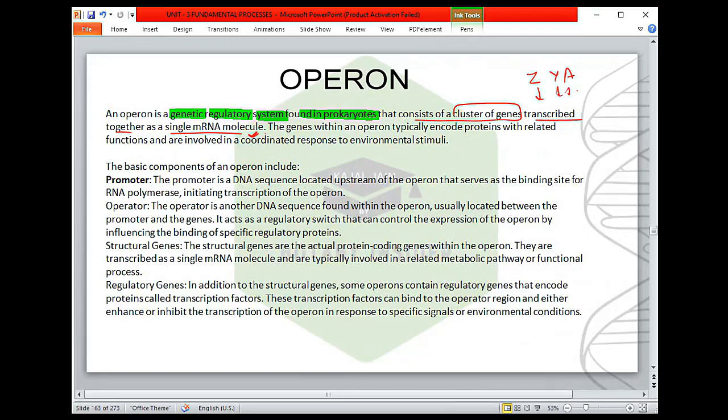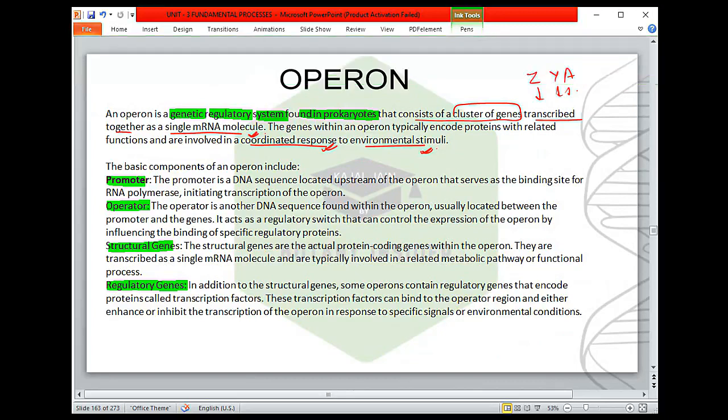A specific protein is formed from each of them, and all three proteins that get synthesized help in a coordinated response as a result of their functionality. So it is involved in a coordinated response to environmental stimuli. So what are the basic components of an operon? Promoter, operator, structural genes, and the regulatory genes.